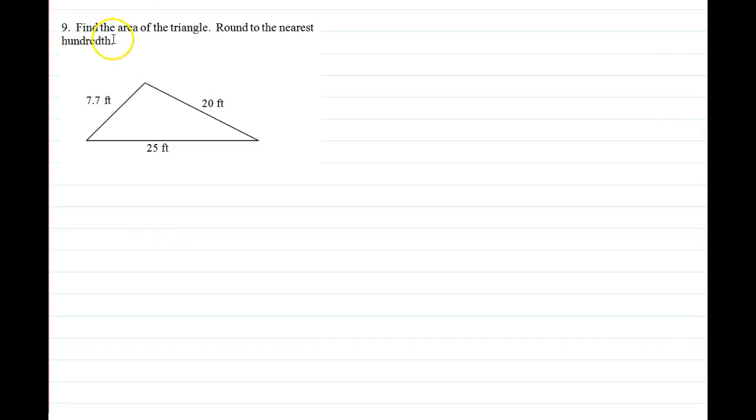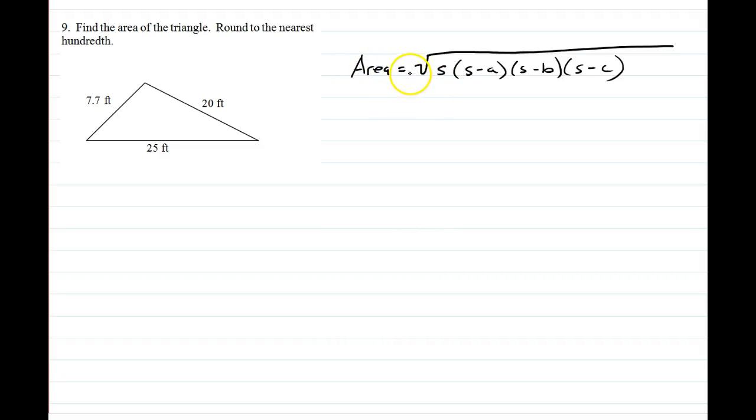All right, so we're going to find the area of the triangle. And since it gives us all 3 sides, we're going to use Heron's formula. So I want to write that down. The area is equal to the square root of s times (s minus a) times (s minus b) times (s minus c). s is just equal to half of the perimeter of the triangle. So we need to add up the 3 sides. So this plus this plus this, and then we take half of it.